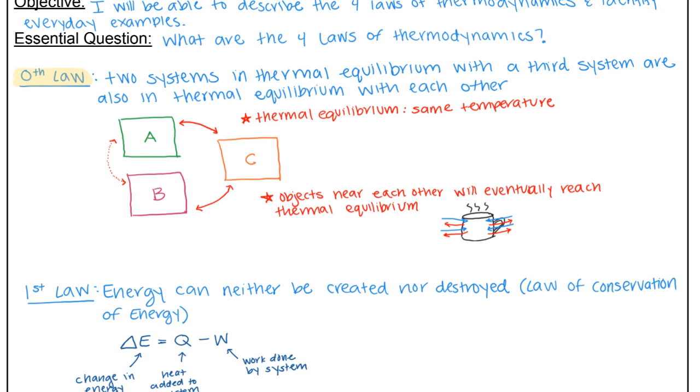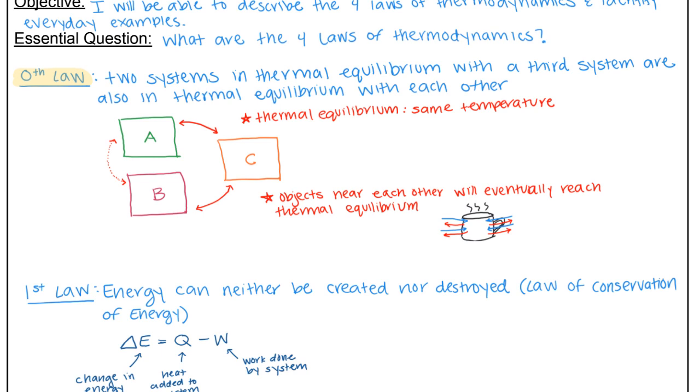So the 0th law of thermodynamics says that 2 systems in thermal equilibrium with a 3rd system are also in thermal equilibrium with each other. So I do want to identify this term thermal equilibrium. What it basically means is that the thermal energy of the 2 systems is the same. So meaning they are really just the same temperature. That's kind of what thermal equilibrium means.